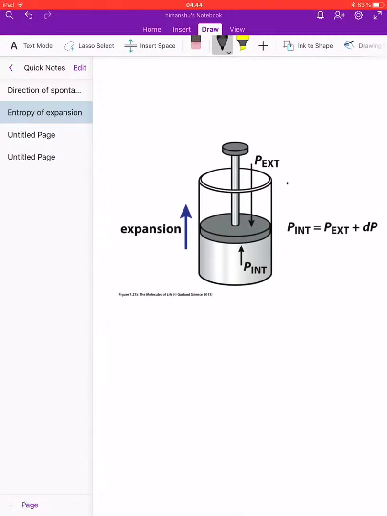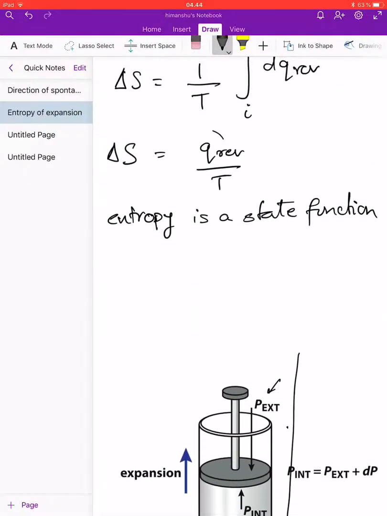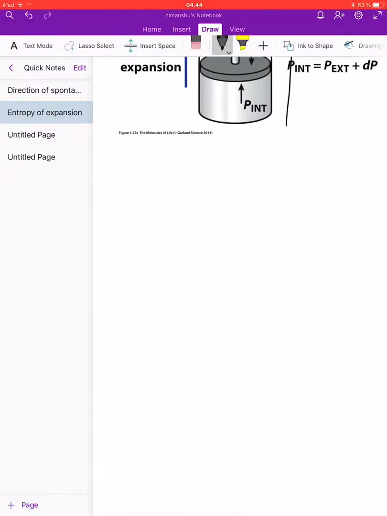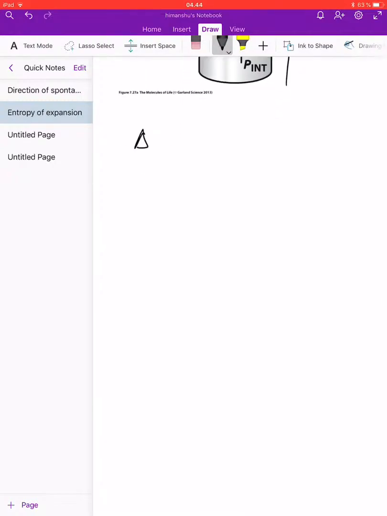And this could be something like shown in this figure here. In this figure, the gas is undergoing reversible expansion, which means that the internal pressure is only slightly higher than the external pressure. In such a case, to calculate the reversible heat, one can use the first law of thermodynamics. And since the process is reversible now, we can choose the subscript reversible for heat and work. Since it's an isothermal process, the change in internal energy is 0, and this equation can be rearranged in this form.